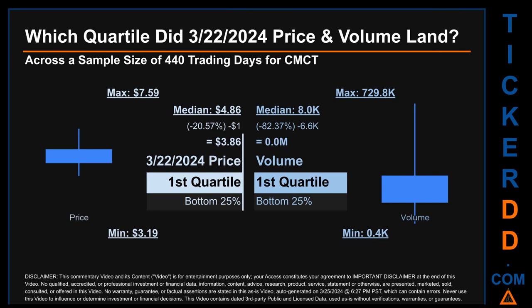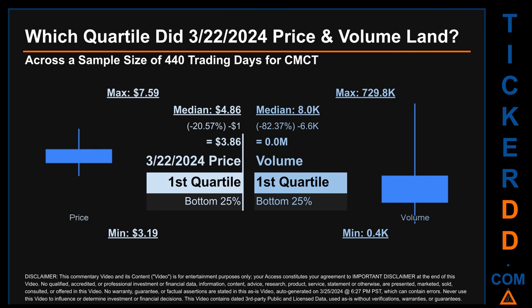Which quartile did March 22, 2024 price and volume land? Across a sample size of 440 trading days, the maximum end-of-day price for CMCT was $7.59 while the minimum was $3.19. Within that price range, March 22, 2024 price, of $3.86, landed within the first quartile, meaning it was within the bottom 25% of all sampled end-of-day prices.